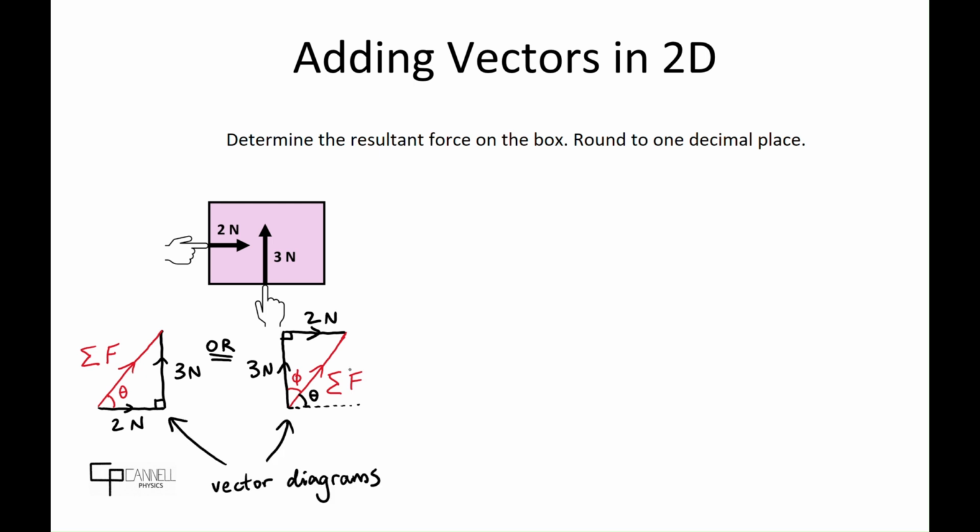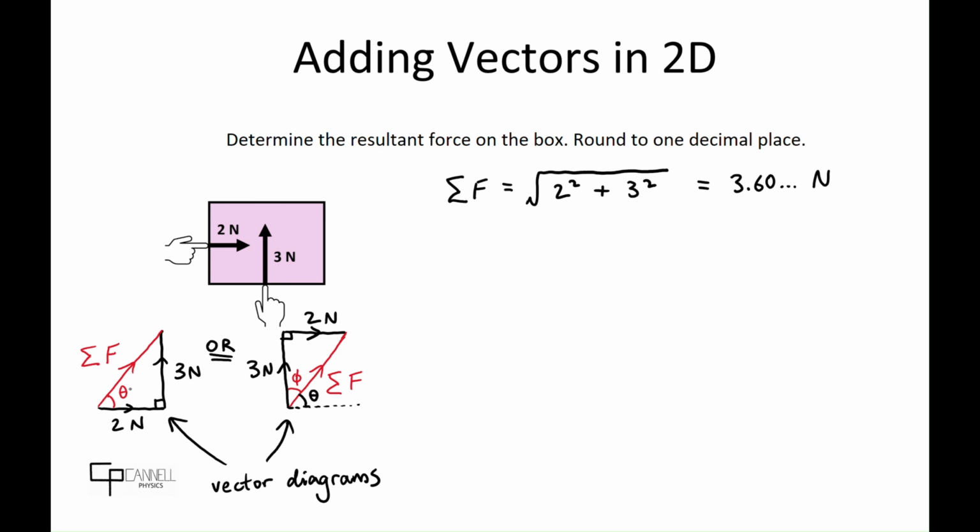Now we're going to determine the magnitude and direction of this resultant force. From trigonometry, it's clear that the length or the magnitude of this resultant force is the hypotenuse of the triangle, 3.60 etc. newtons. Now we'll determine the direction this force is heading in. So we'll solve for theta and phi.